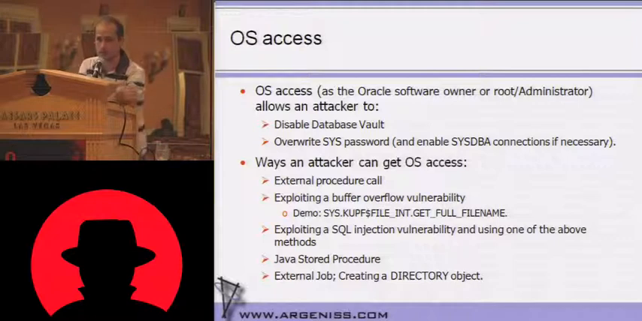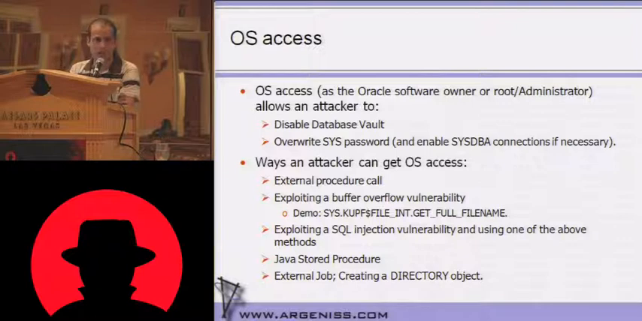There are many ways in which an attacker can get operating system access, being a user connected to the database. It may be using an external procedure call. It may be using a buffer overflow vulnerability. We will see demonstrations of this. And also, it could be using Java stored procedures, or external jobs, or creating a directory object that will give us access to the file system.